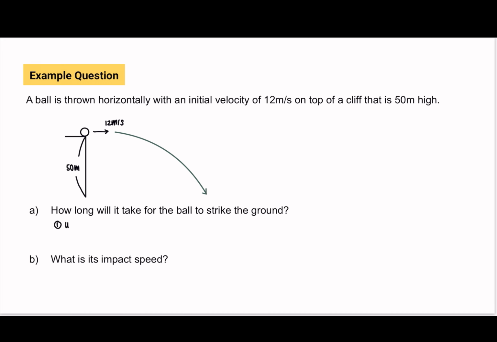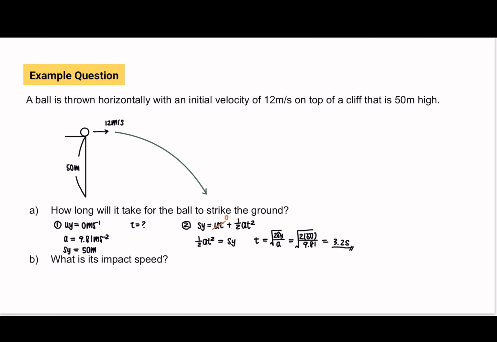Initial velocity is 0 meters per second. The displacement required is 50 meters, because that is how high the object is located. Acceleration will always be 9.81 meters per second squared for free fall. We can use S equals ut plus half at squared and rearrange to find out the time needed.